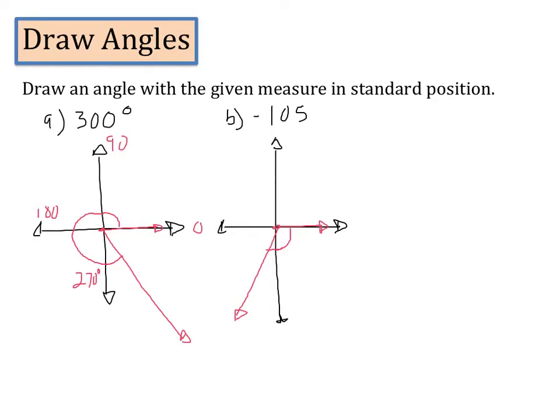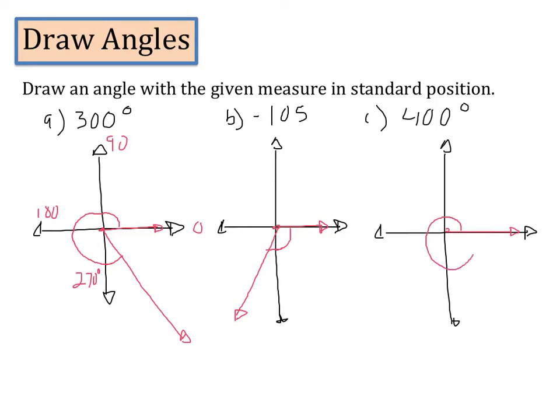Now let's try one that's greater than 360. Let's try one that is 400 degrees. Okay, so it's a positive angle, so I know I'm going counterclockwise. So I start here. Now let's count: 90, 180, 270, 360. Now here I'm at 360. How do I get to 400? I have to add 40. So I go a little more, and that is my 400-degree angle. So angles can be negative, and they can also be greater than 360.